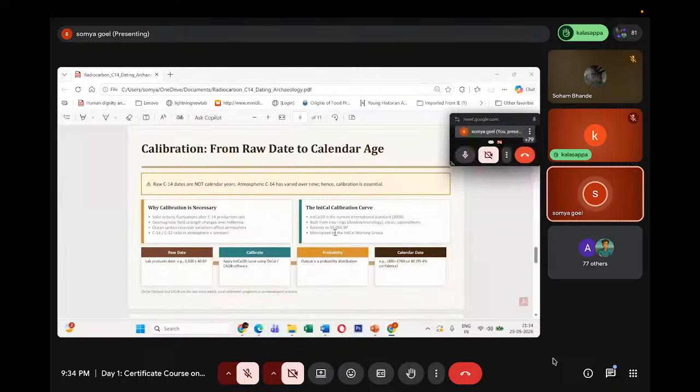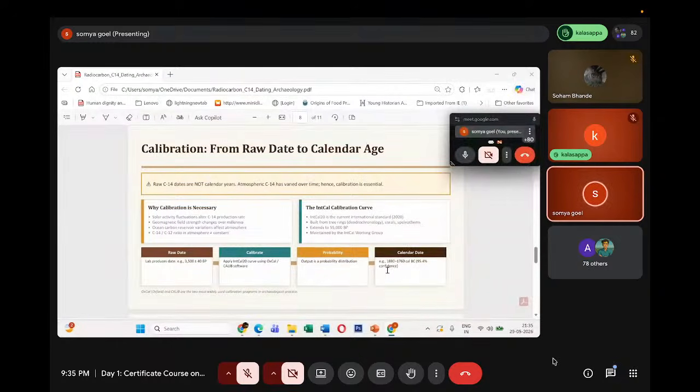So the current international standard, which everyone follows since we do not have an Indian standard, is IntCal20, which was published in 2020. This calibrated output is always a probability distribution, so it does not give us a single year but a range. We won't get a single year like 1820 BCE. We'll get a range, from 1880 to 1760 BCE, for example.